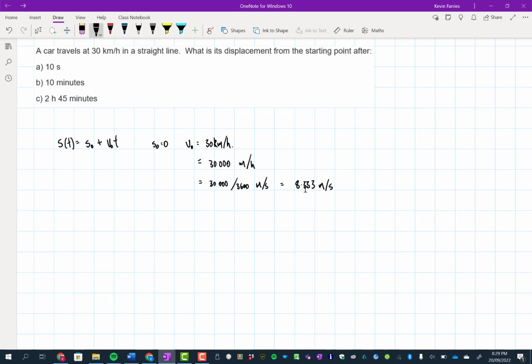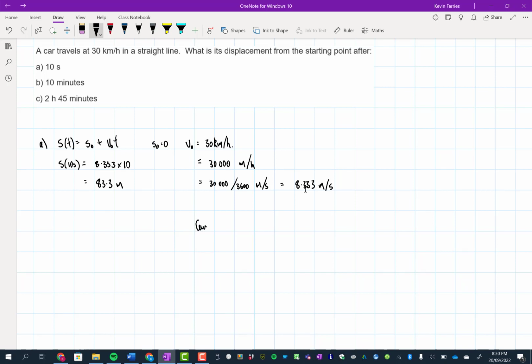So therefore, in this case, the displacement at 10 seconds is going to be equal to 8.33 meters per second times time, which is 10 seconds. I didn't write that out in full, which is just going to be 83.3 meters. And this was part A.